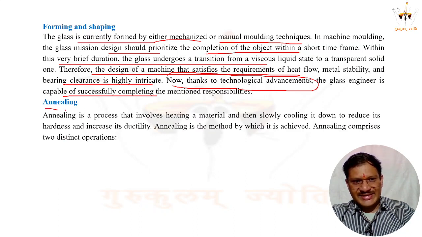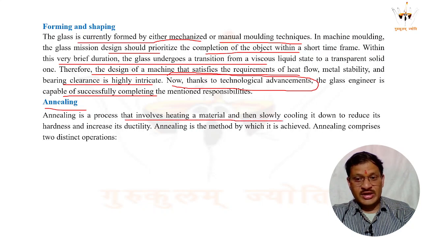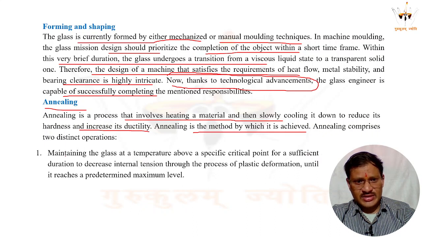Now the third one is annealing. It is a process that involves heating a material, then slowly cooling it down to reduce its hardness and increase its ductility. Annealing comprises two steps. The first is maintaining the glass at a certain temperature above a specific critical point for a sufficient duration to decrease internal tension from the process of plastic deformation until it reaches a predetermined maximum level.